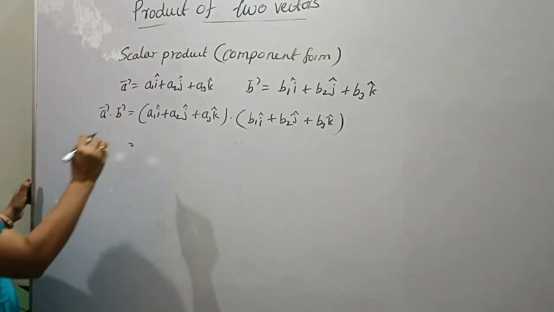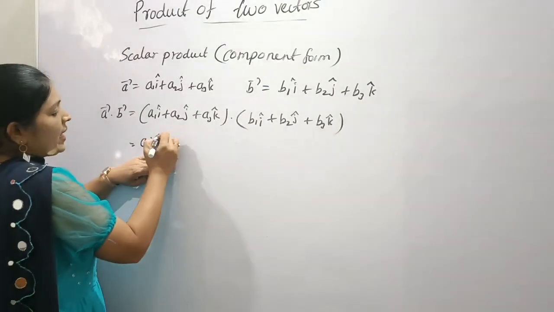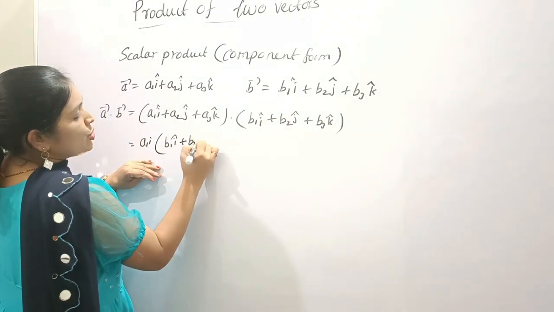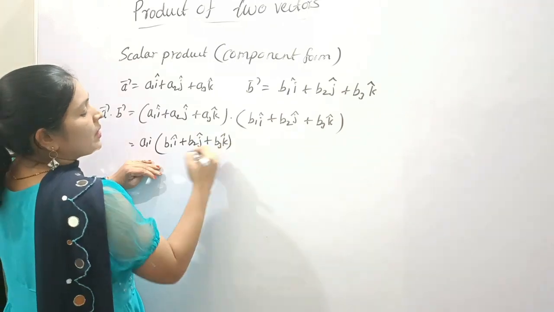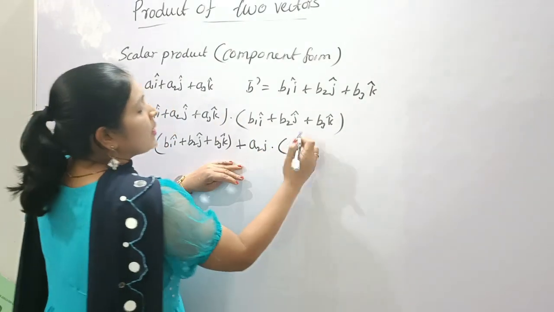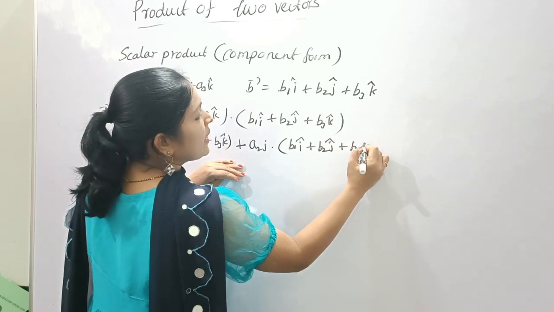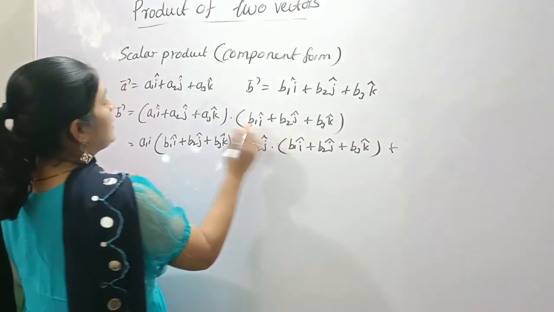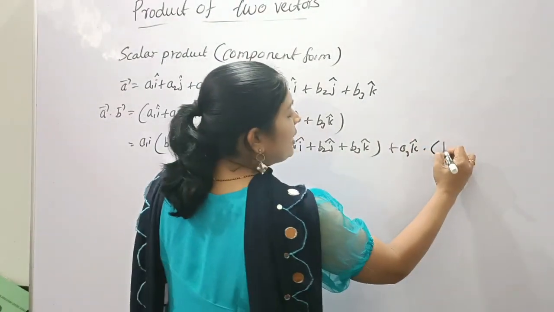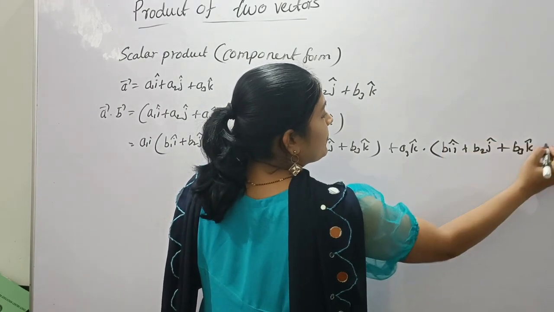That is equal to a1 i, let's simplify this one, a1 i into this vector, that is (b1 i plus b2 j plus b3 k), plus next is a2 j dot (b1 i plus b2 j plus b3 k), plus a3 k dot (b1 i plus b2 j plus b3 k).